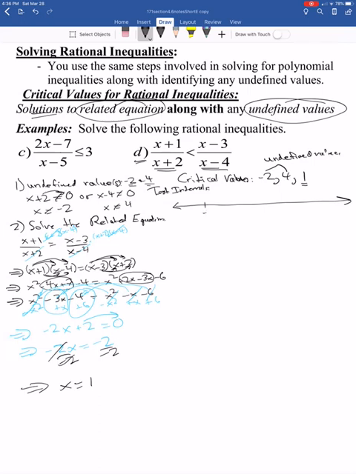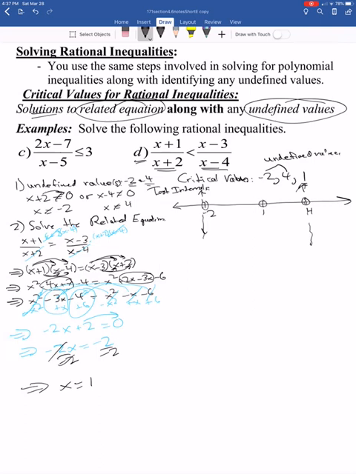We got negative 2, we've got 1, and we've got 4. Now keep in mind, negative 2 and 4 are the undefined values. They're the breaks in your graph. When you graph them, that's where our vertical asymptotes are. And this is your zeros, your x-intercepts.